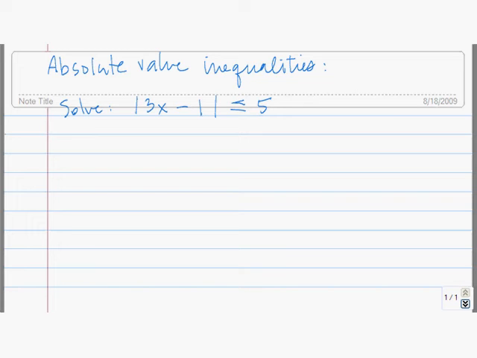Okay, there are two types of absolute value inequalities that you're going to see. The first type is when the inequality is opening up away from the absolute value sign. In this case, to solve it, you first rewrite the entire inequality without absolute value signs. So we take the inside, 3x minus 1.